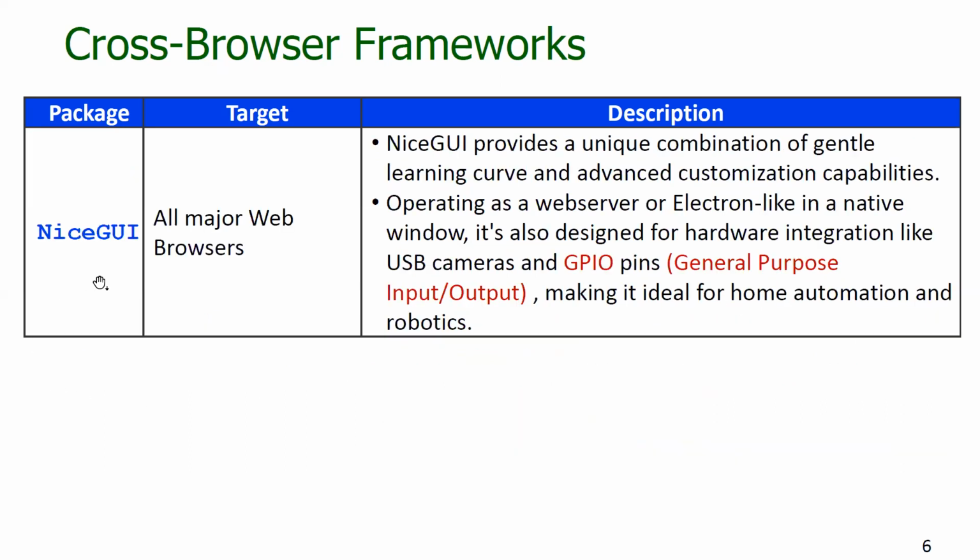The next one is the NiceGUI package. It supports all major web browsers. NiceGUI provides a unique combination of gentle learning curve and advanced customization capabilities, operating as a web server or Electron-like in a native window. It's also designed for hardware integration like USB cameras and GPIO pins, which stands for General Purpose Input Output, making it ideal for home automation and robotics.